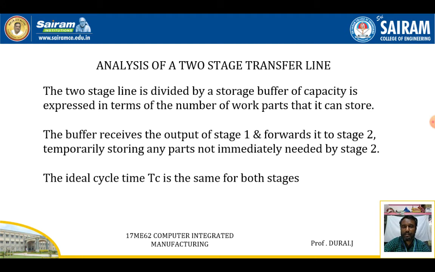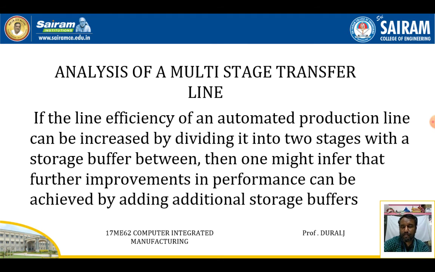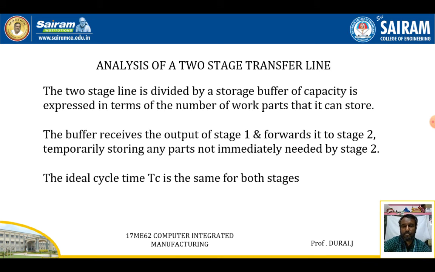Then comes the analysis of the two-stage transfer line. The two-stage line is divided by a storage buffer. Capacity is expressed in terms of the number of work parts that can be stored. The buffer receives the output of stage 1 and forwards it to stage 2, temporarily storing any parts not immediately needed by stage 2. The ideal cycle time Tc is the same for both stages. So this is the analysis of the two-stage transfer line.